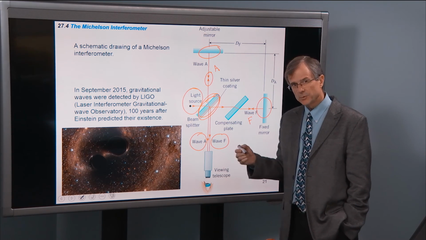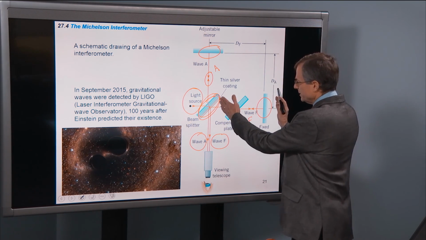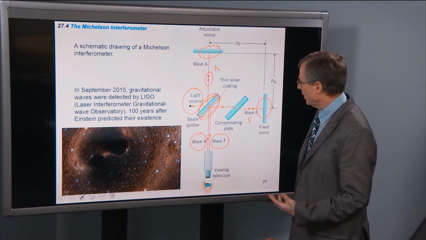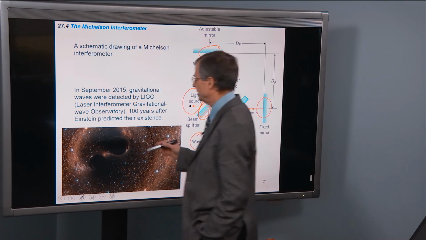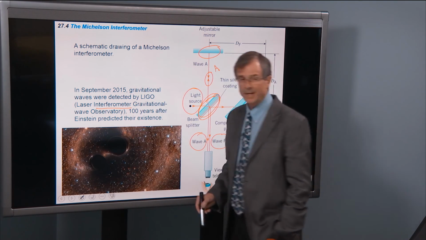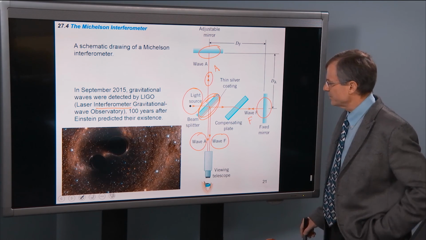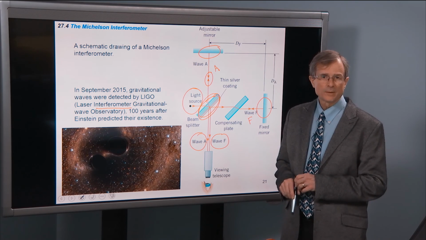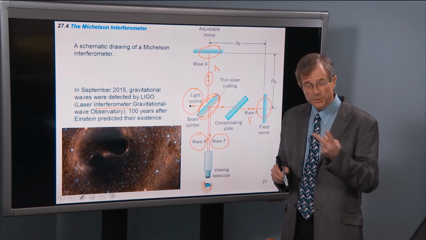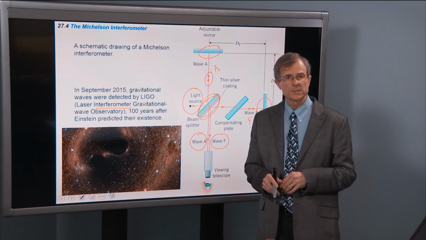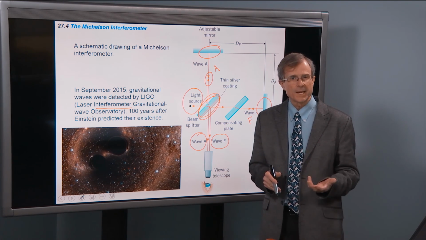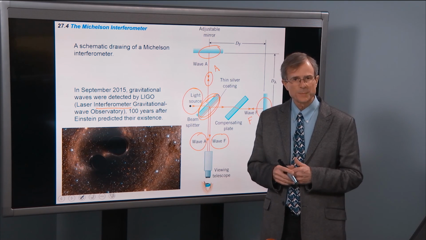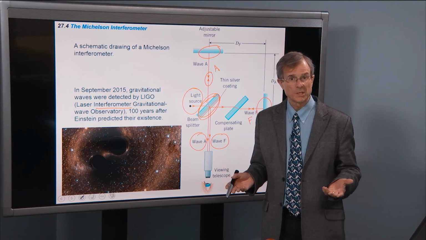It doesn't give you the actual distance, but it gives you the difference in these two, this distance minus this distance. This is how a very, very sensitive interferometer was used. It's called LIGO, the Laser Interferometer Gravitational Wave Observatory. In September 2015, LIGO, actually two interferometers in two different locations in the United States, were used to detect gravitational waves, tiny warpages in this fabric of space-time that Einstein predicted 100 years ago.